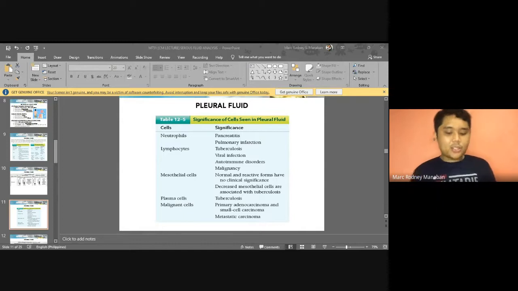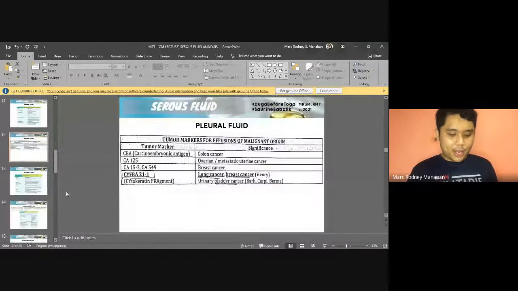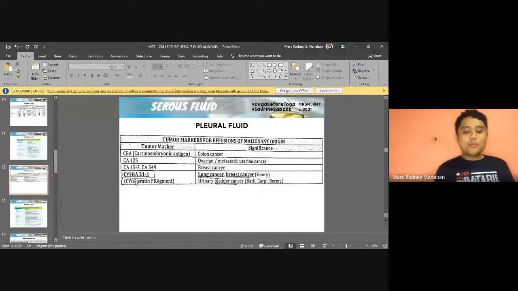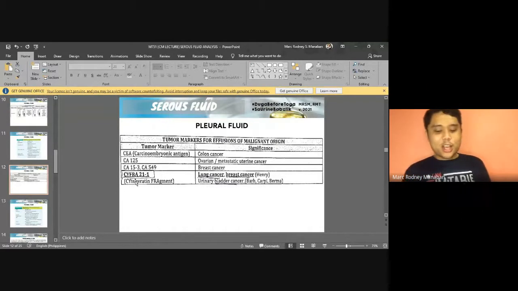Increased eosinophils may be associated with the presence of air or blood. So an increase of eosinophils in pleural fluid may be due to pneumothorax or hemothorax, or aside from that, parasitic infections or allergic reactions. So that's for the different cells of your pleural fluid. And then, of course, we can also test for tumor markers of effusions of malignant origin.